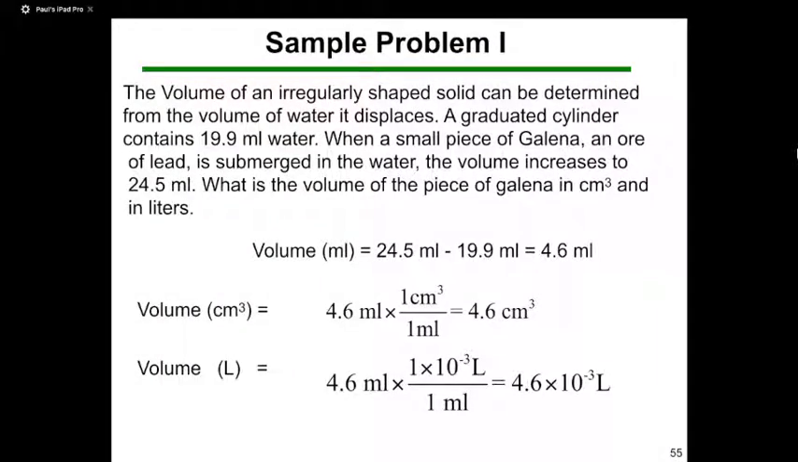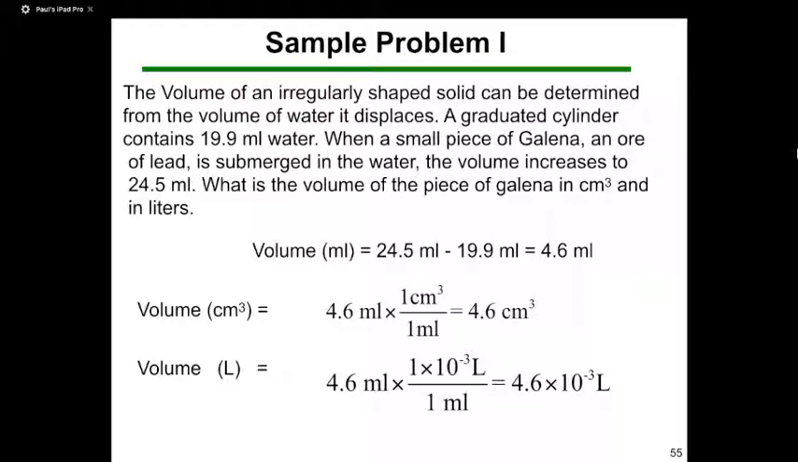Okay? So, sample problem here. The volume of an irregularly shaped solid can be determined from the volume of water it displaces. So, you put some water inside a graduated cylinder. Measure its volume. You throw something in it. The water is going to rise. Eureka. We discovered that we can find volume that way.